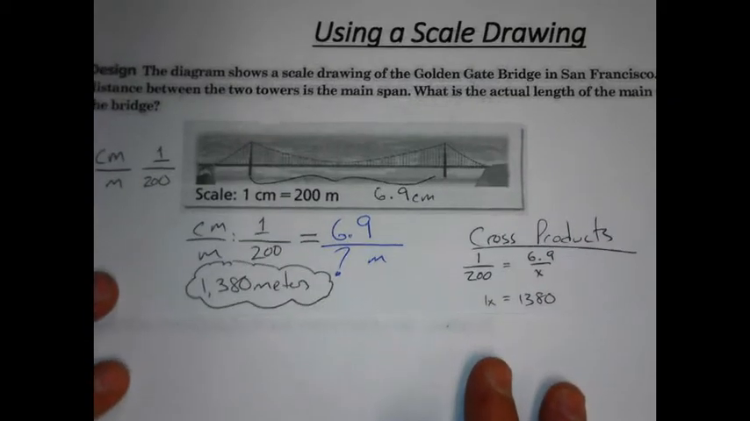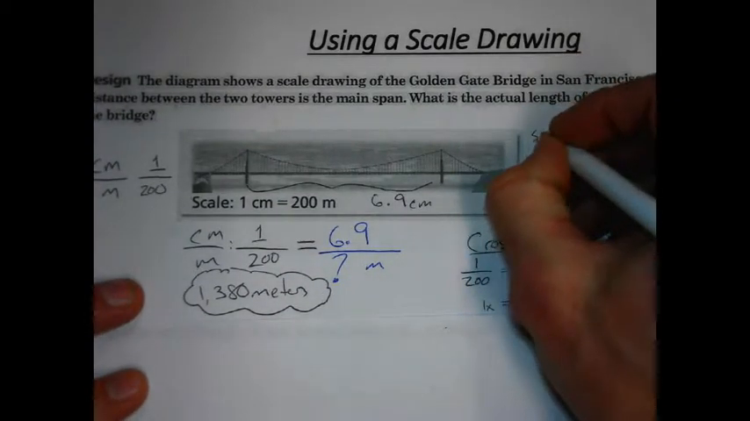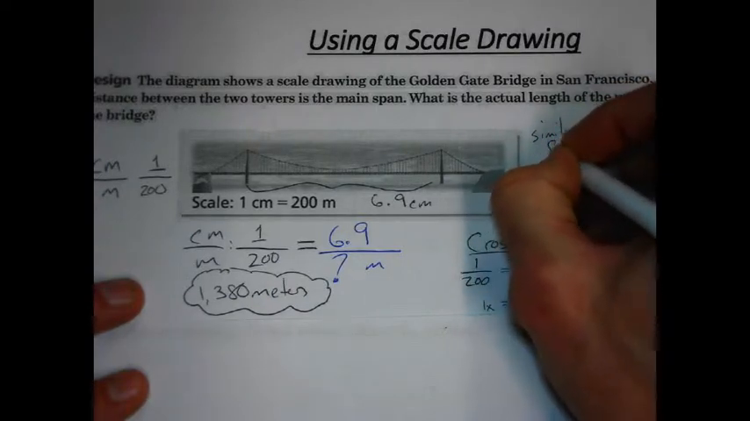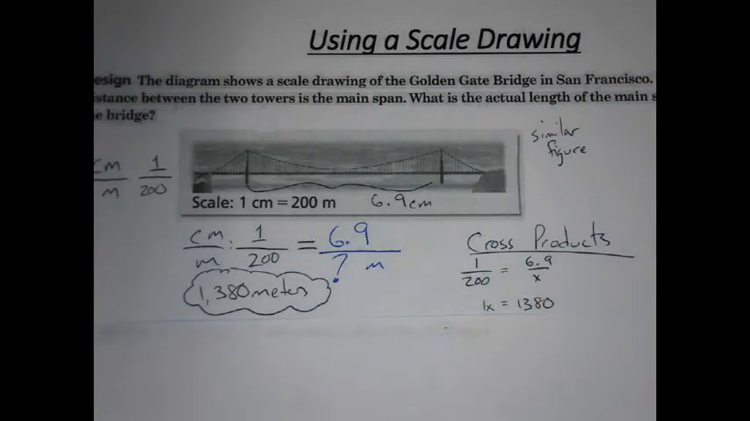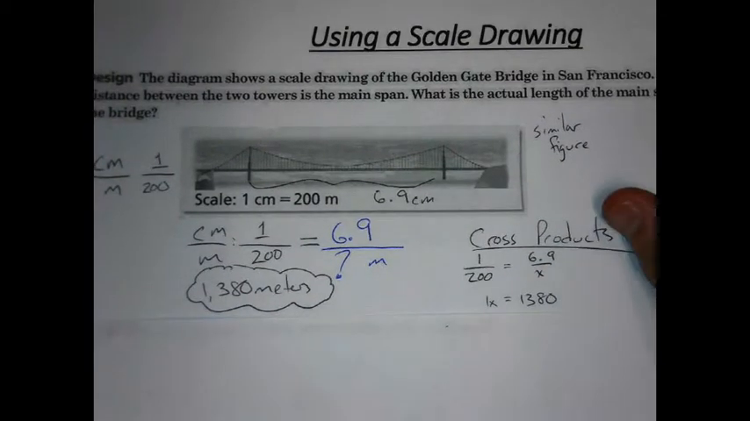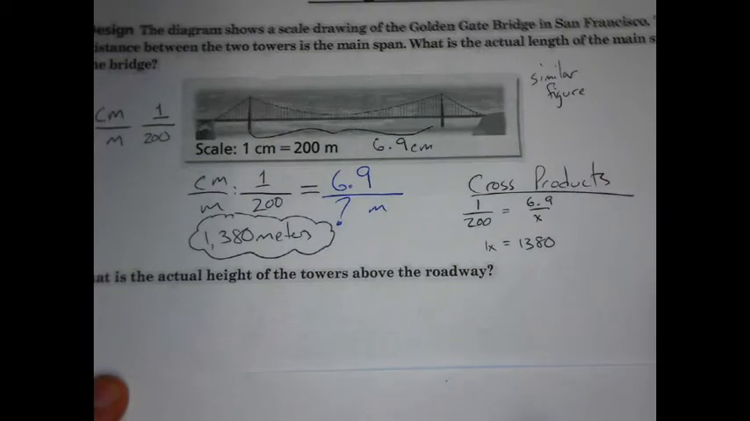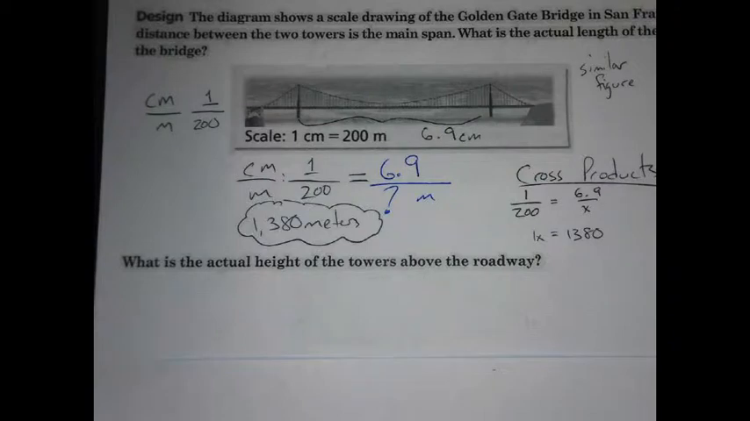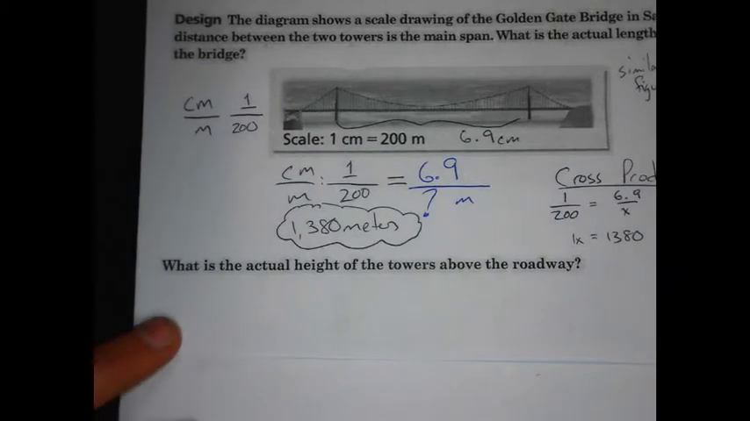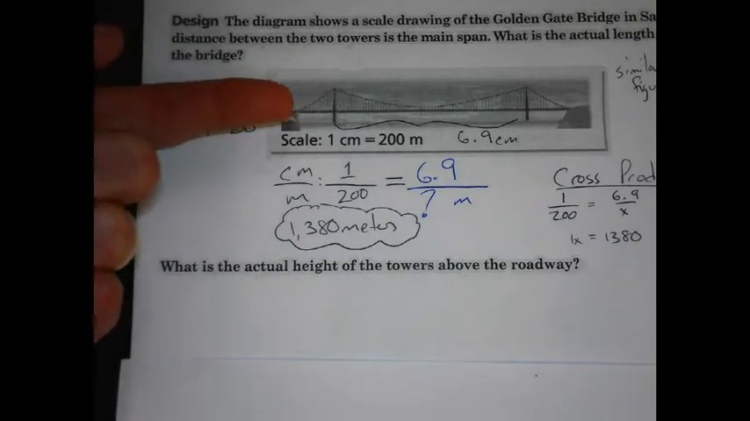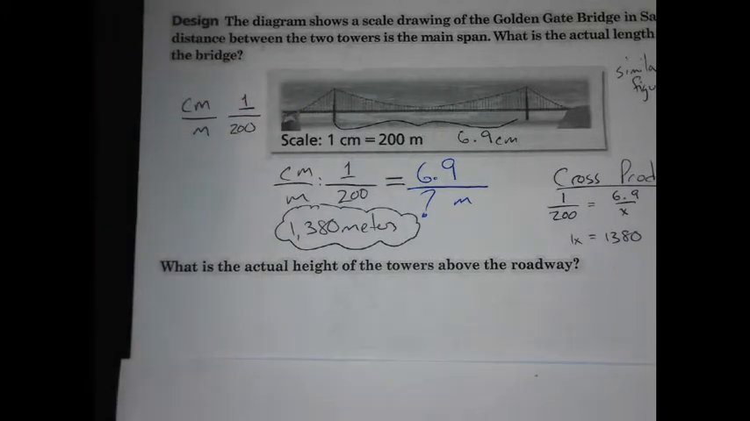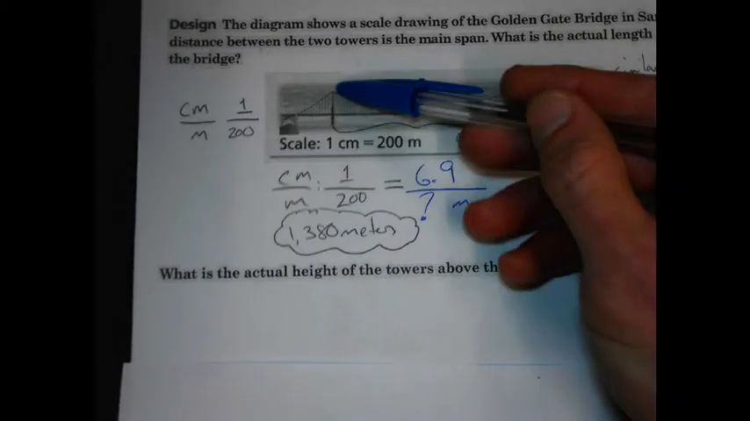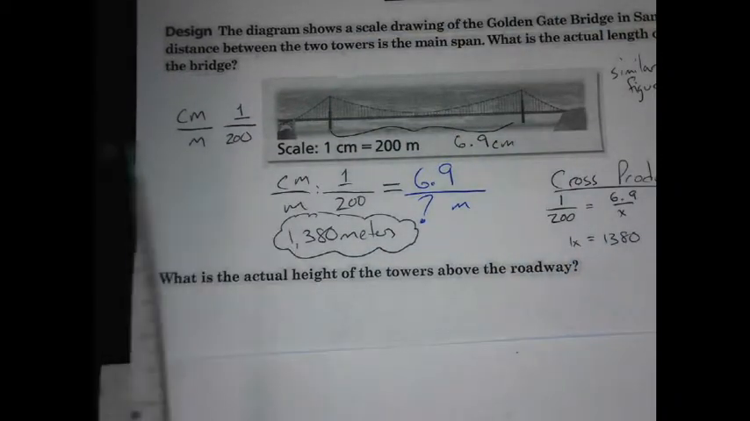Okay, so this model is a similar figure to the actual bridge, and we want to make sure we understand that because it's going to help us lead into similarity when we get to crazy stuff. So here's another example. What would be the actual height of the towers above the roadway? So once again, we're going to figure out some stuff. If this is a model, a scale drawing, so it's a similar figure to the actual bridge, we should probably know how many centimeters is a tower.